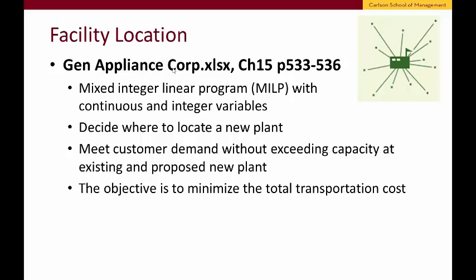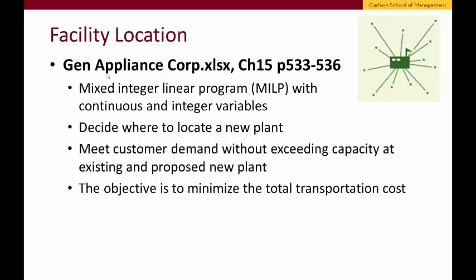And although I'm not going to go through the 8 chapter 15 exercises in either videos or classes, they're a great example you should do on your own as part of your chapter readings. So the textbook example on General Appliance Corp, they must decide where to locate a new plant from a list of two choices. So one new plant out of two possibilities. The objective is to minimize the total transportation cost while meeting an increased customer demand without exceeding capacity at its existing and the new plant.